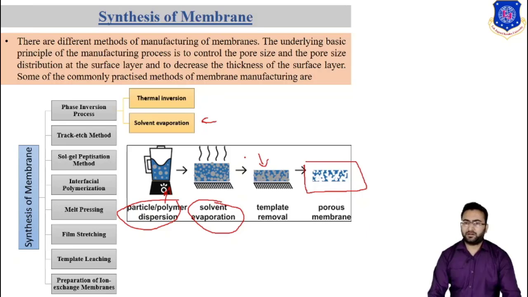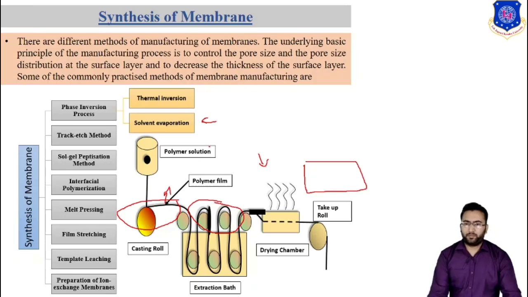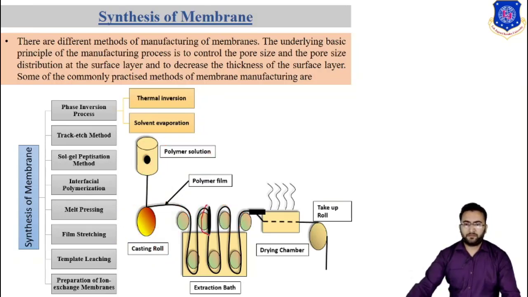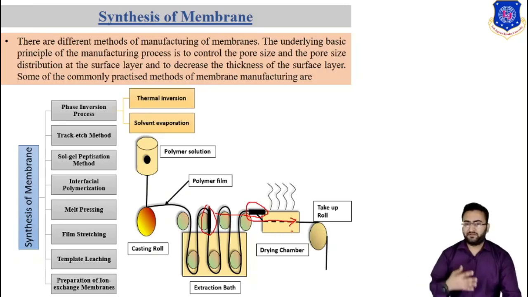Then we discussed the thermal inversion method, in which we add a polymer solution to the casting roll, and this polymer solution goes to the extraction bath where, using this roller, we convert the polymer solution into a flat sheet. This flat sheet goes to the drying chamber, where the polymer sheet is dried and collected as a roll. So this is all about the thermal inversion process.